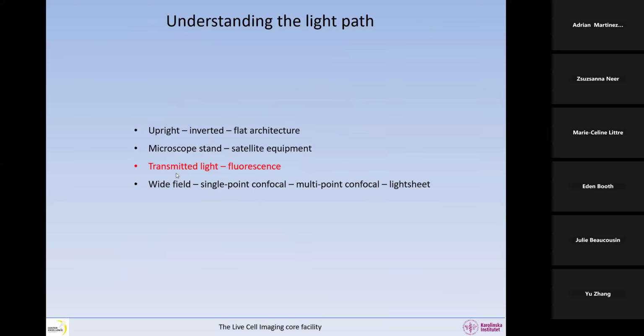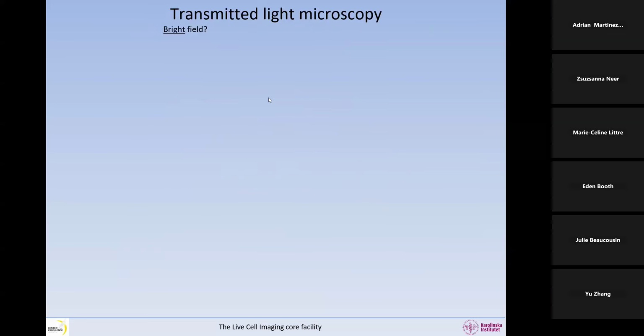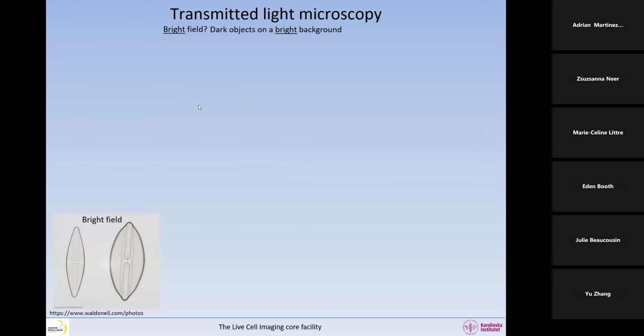It's okay. So now that we have seen the difference between the microscope stand, or microscope body, and the satellite equipment, I'm going to talk about the difference between transmitted light and fluorescence. So in transmitted light microscopy, as I said before, one of the major techniques is called bright field.